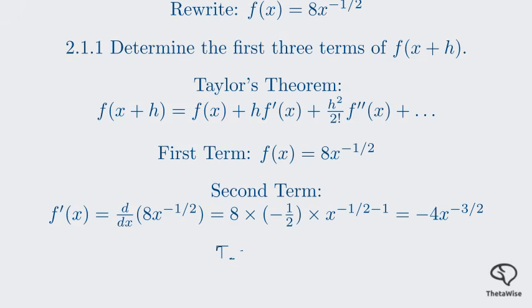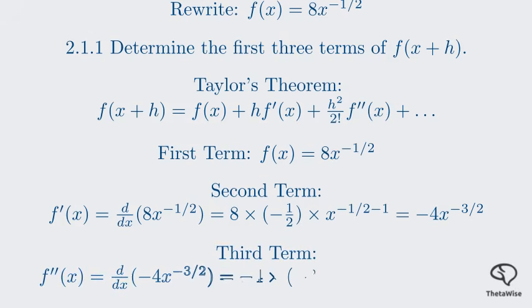For the third term, we need the second derivative, f double prime of x. We take the derivative of f prime of x. We bring down the exponent negative 3/2 and multiply it by negative 4. Negative 4 times negative 3/2 is positive 6. Then we subtract 1 from the exponent. Negative 3/2 minus 1 is negative 5/2. So f double prime of x is 6x to the negative 5/2.